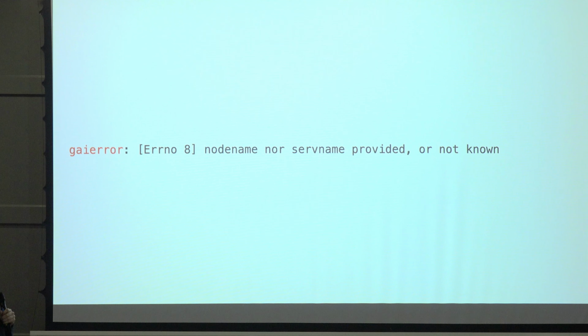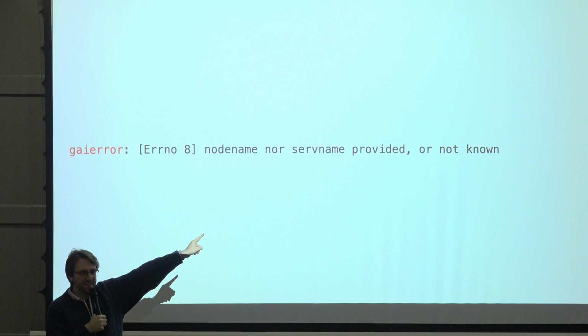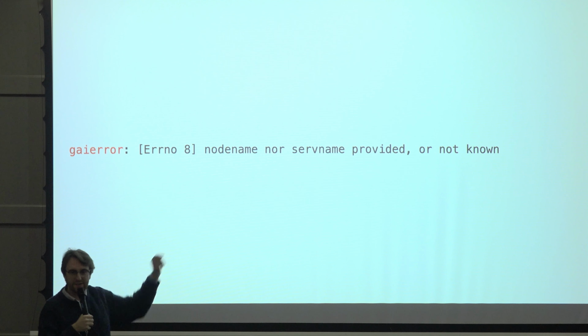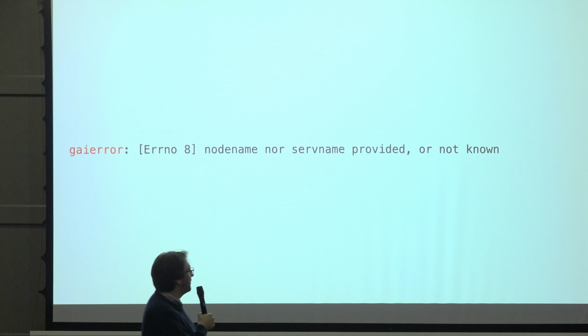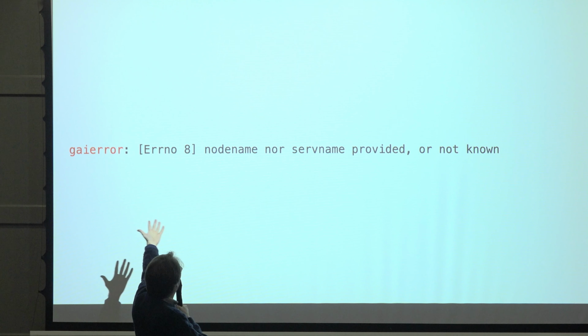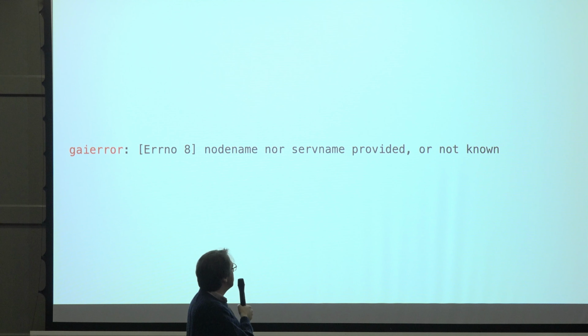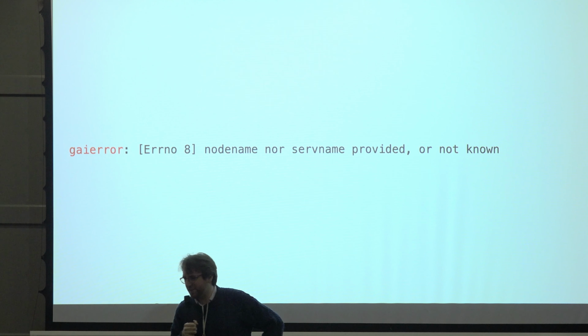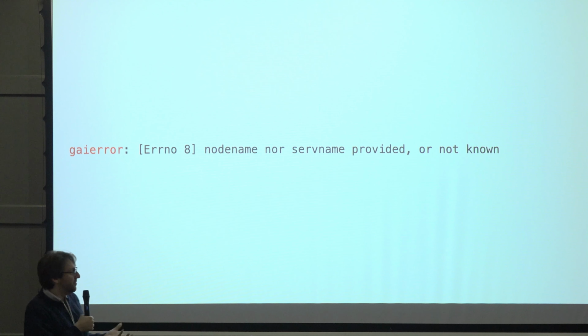What's happening here is that we're trying to look up a domain and the domain isn't there. Things to note: nowhere in this error message does it say DNS. We don't see the word domain. We don't see resolve. Somebody coming across this for the first time sees gai error errno 8. What does that mean? Node name nor serve name provided, or not known. Mysterious. This tells you absolutely nothing.